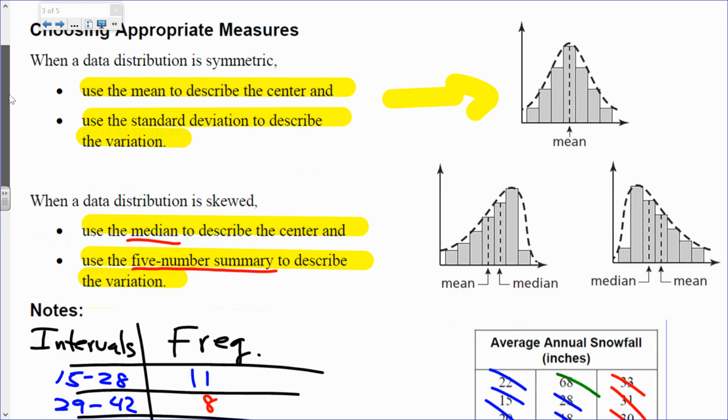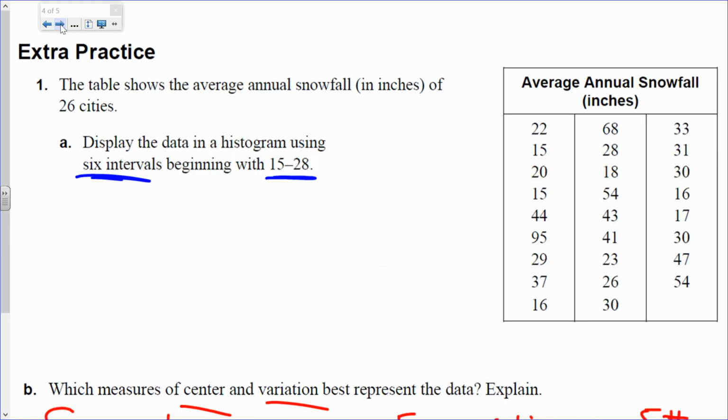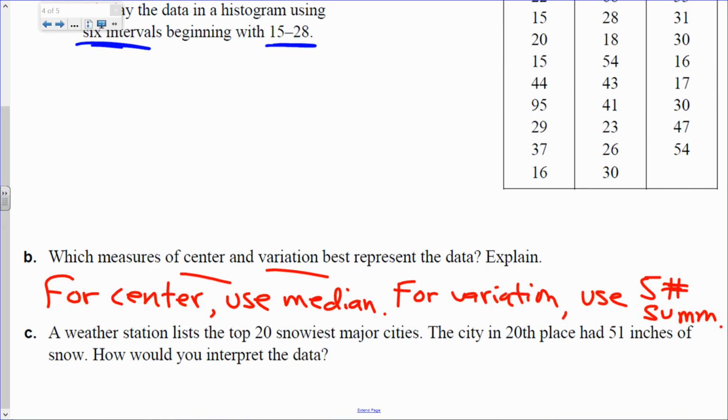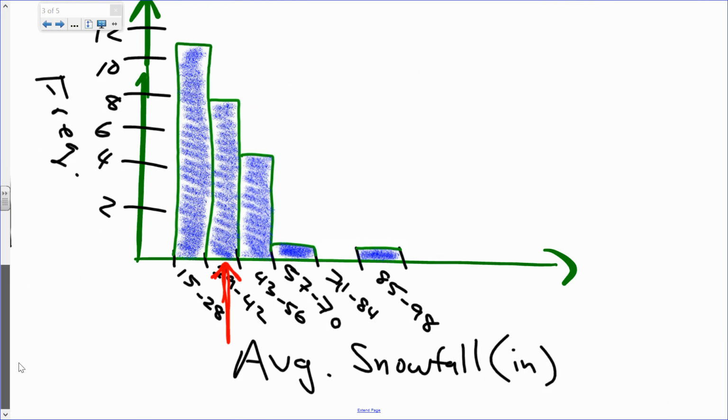So coming back over here to that question, 51 inches of snow, how would you interpret the data? What would you say about 51 inches? Well, here's what we would say. 51 would be above normal or below normal? So here's normal. The median's right here. That's normal. So it'd be above normal. So that's how you'd interpret it. The 51 inches would be above normal.